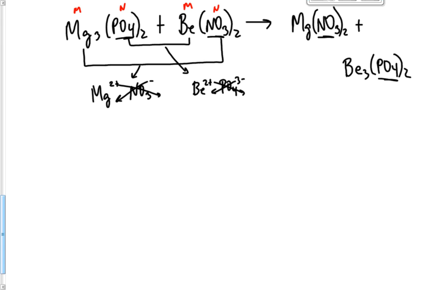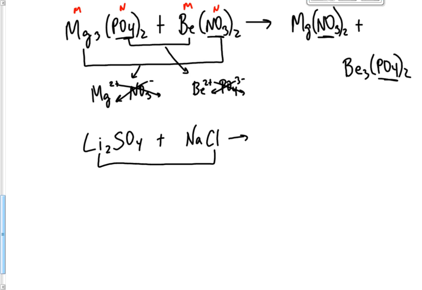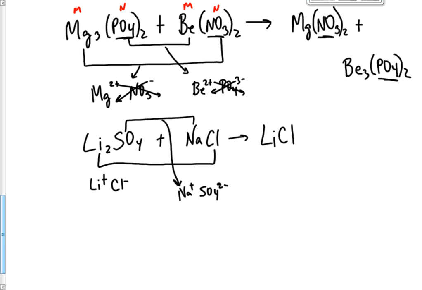Okay, let's do another example. Let's say we've got lithium sulfate plus sodium chloride. All right, so we're going to take our outer elements and then our inner elements and bring them together. So lithium is a plus, chlorine is a minus. Cross those charges and you get LiCl. Okay, bring this one down. You have sodium is a plus, sulfate is a 2-. So you're going to cross those charges and you're going to get Na2SO4. All right, and then you balance it. All right. But there's your equation.